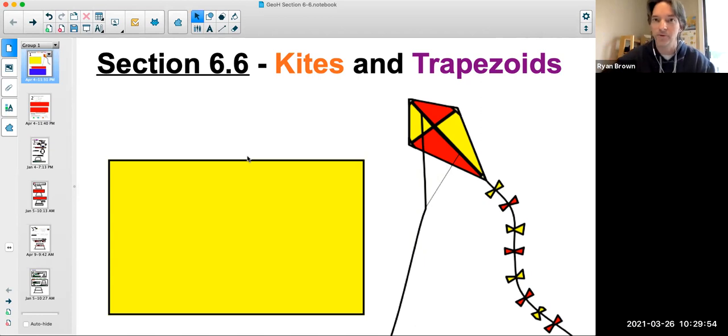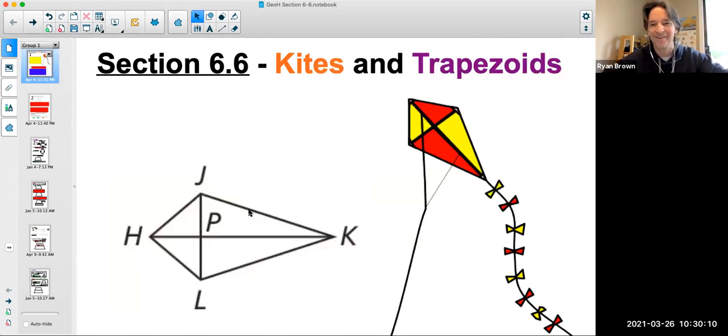You might have heard these before, especially in real life, you know what kites are, but let's actually translate them into geometry and all the cool things we can learn about them. Now, the one thing you have to know is that kites and trapezoids are not parallelograms. They are not. They're still quadrilaterals, but they're not parallelograms. All right. For example, let's start with a kite.